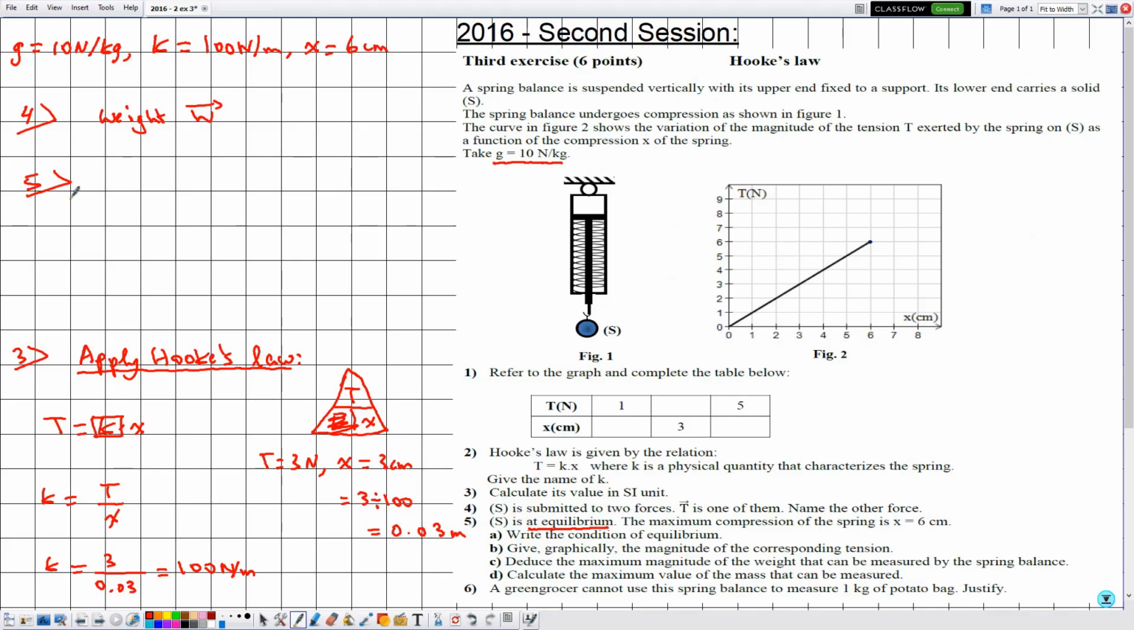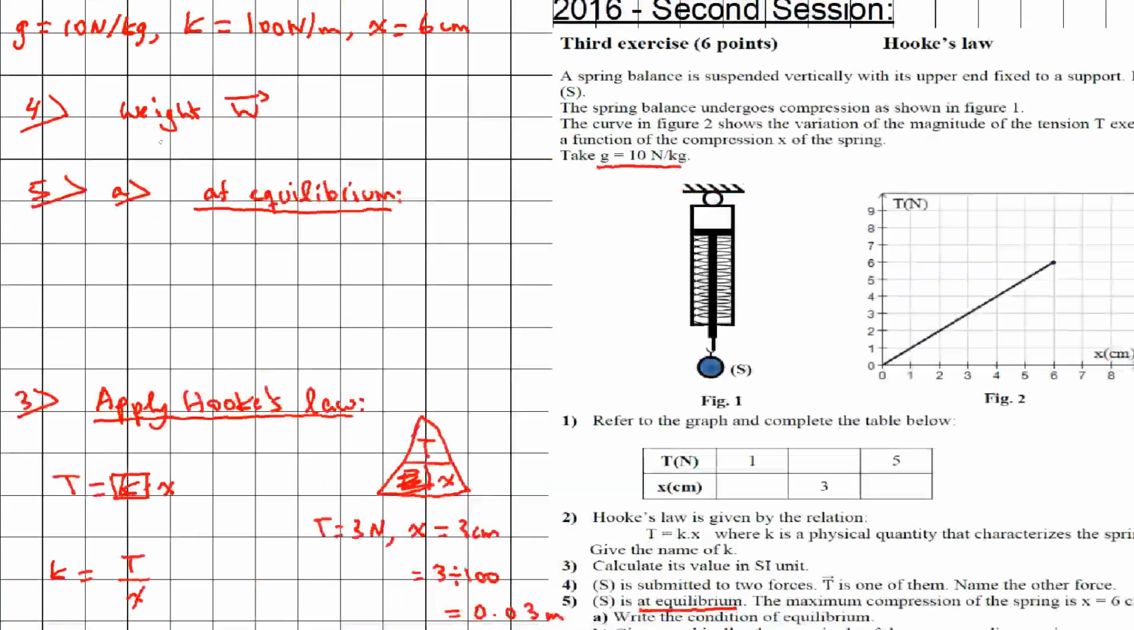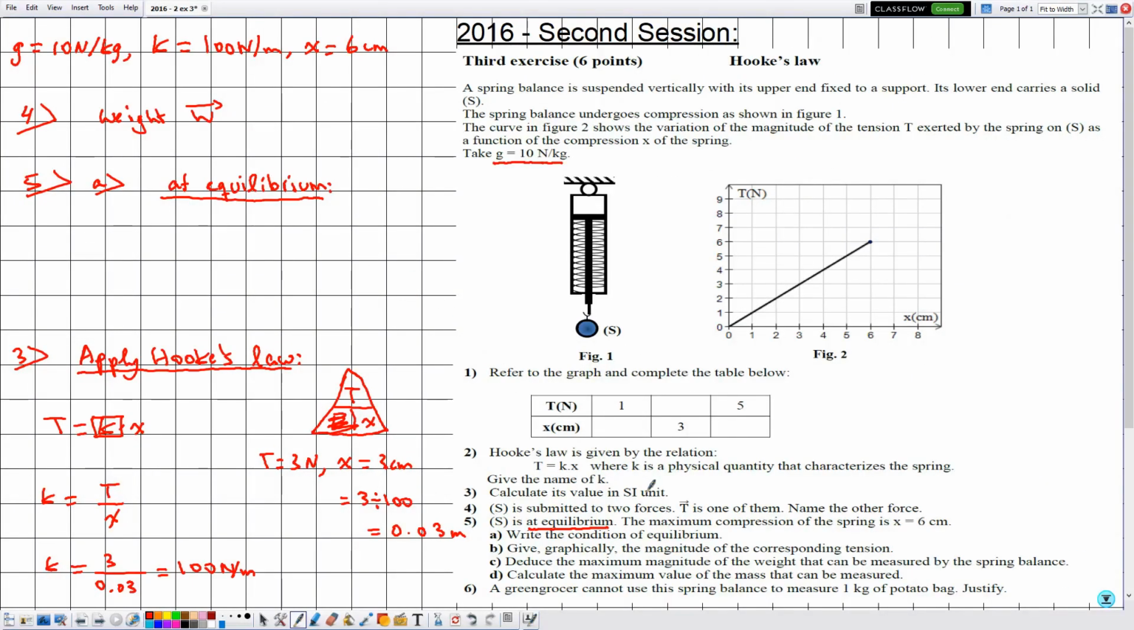Now part A, write down the condition of equilibrium. So how do we write this condition? We always start by writing at equilibrium. So always on the left we write the sum of forces acting on the solid S, and they are given by the weight W and the tension T. So W vector plus tension vector is equal to 0 vector.